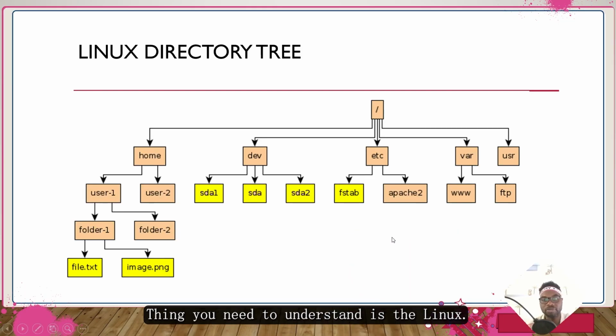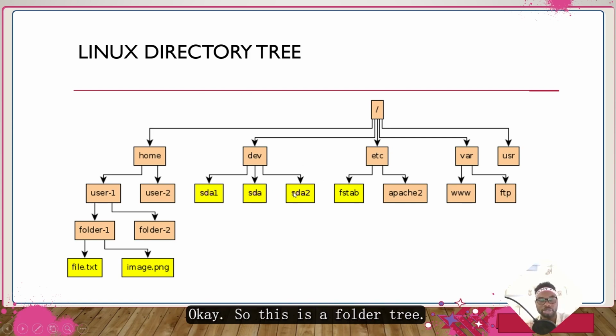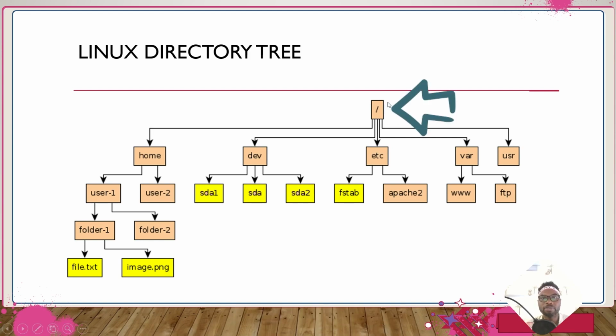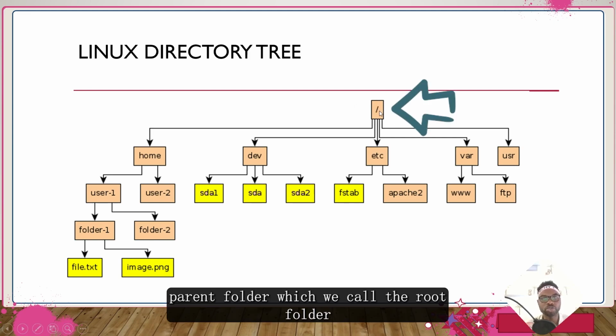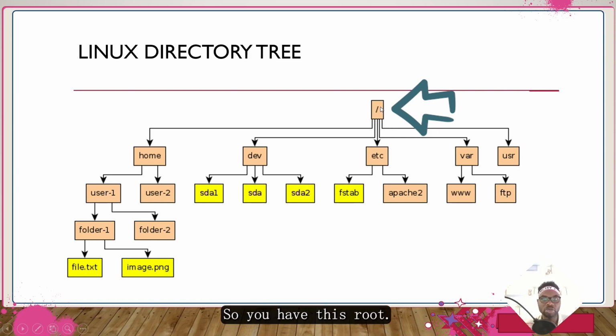And so the first thing you need to understand is the Linux directory tree. All right, so on every Linux computer, there's a directory tree that you have to know. Directories are folders. Okay, so this is a folder tree. Similar with the Windows, you have the Explorer, right? The folders are organized in a tree-like structure. So that's the whole idea. So in Linux, you have this parent folder, which we call the root folder or the root directory, the root of the system. So you have this root represented by this /, and then you have other subdirectories inside it.